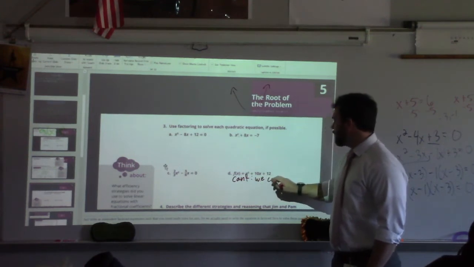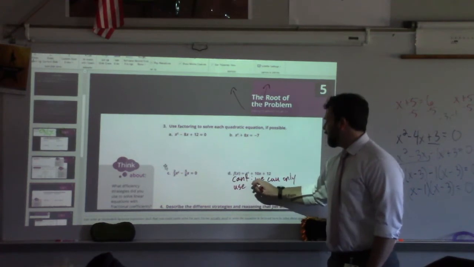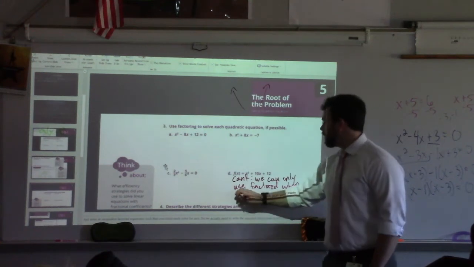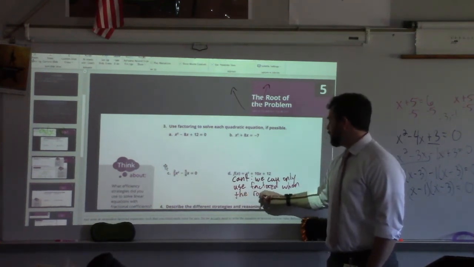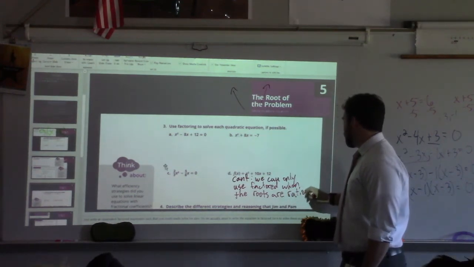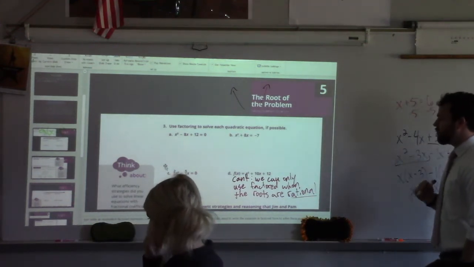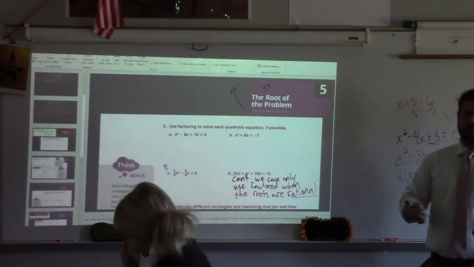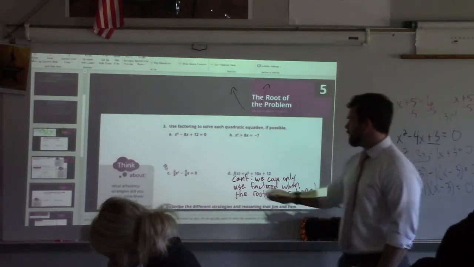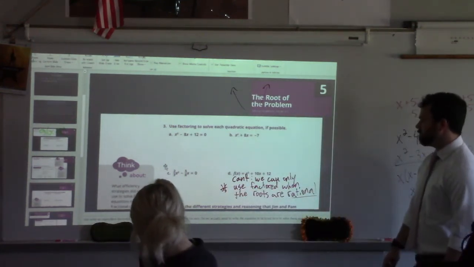We can only use factored form when the roots are rational. Which I will define this word rational for you in a second, but we can only use factored form when the roots are rational. So we can't write factored form here. This is a note that you want to star and pay attention to. Because this means that we need another form, or another strategy.